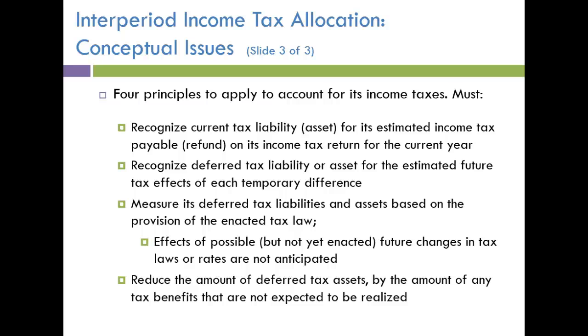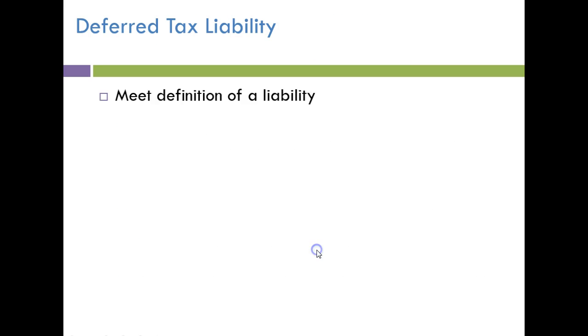We thought the rate was 30% and it changes to 35%, and we have to show that change as a result of revised estimates. Also, another principle that we have to apply as it relates to income taxes: reduce the amount of deferred tax assets by the amount of any benefits that are not expected to be realized. We're going to look at problems just like this, guys, okay? Hang in there with me.